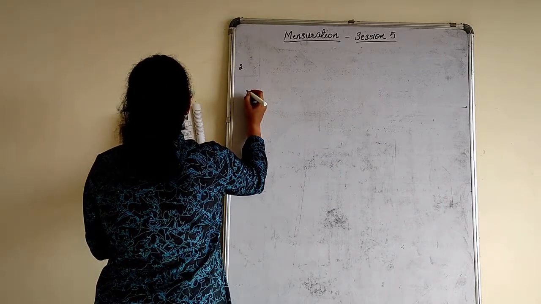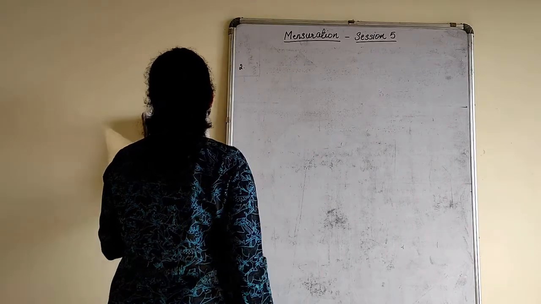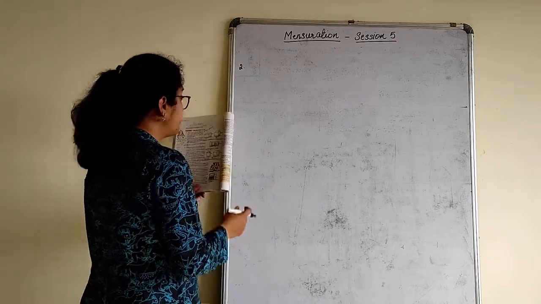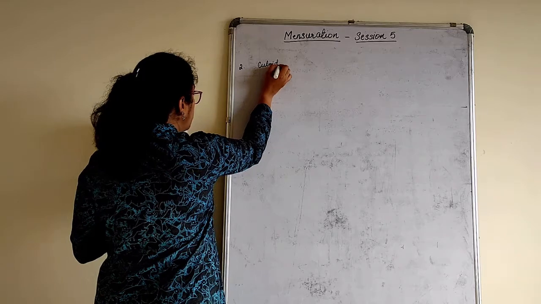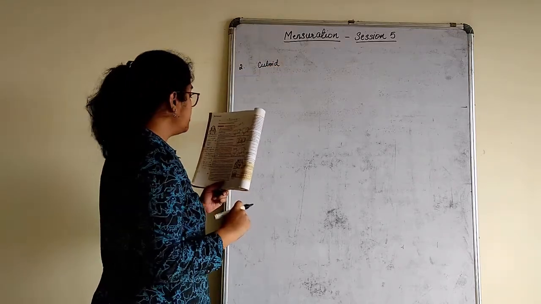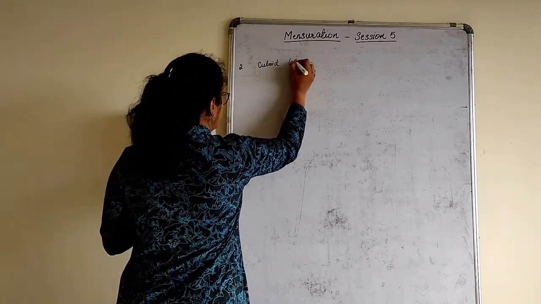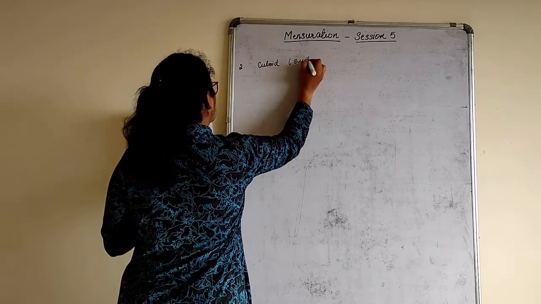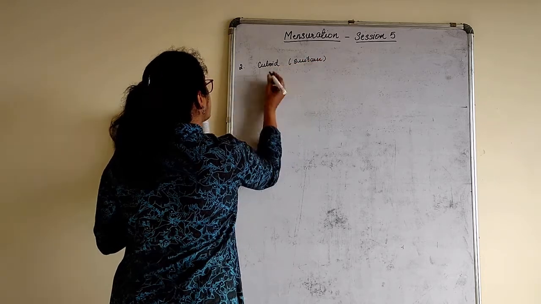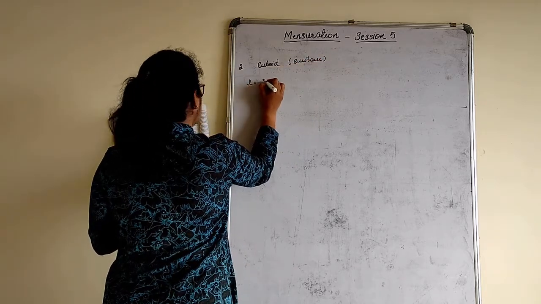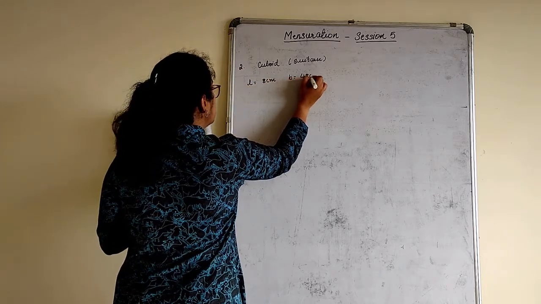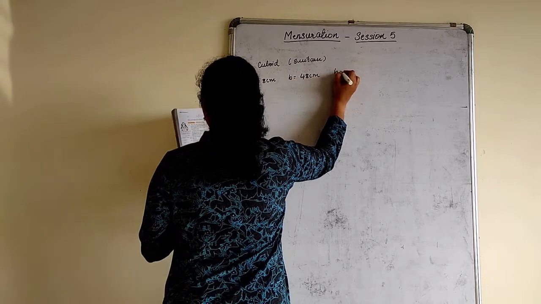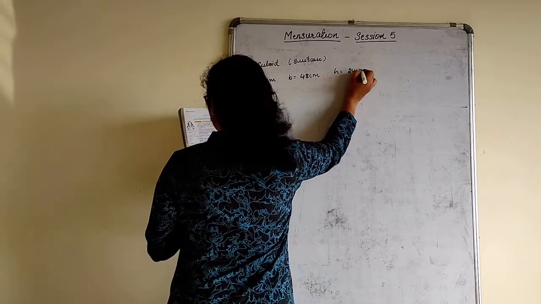A suitcase which measures 80 centimeter, 48 centimeter and 24 centimeter. That means we are relating to a cuboid. How do I know? Because I have been given dimensions, length into breadth into height. So this is nothing but a suitcase. So what is the length of the suitcase? 80 centimeter. Breadth is 48 centimeter and height is 24 centimeter.